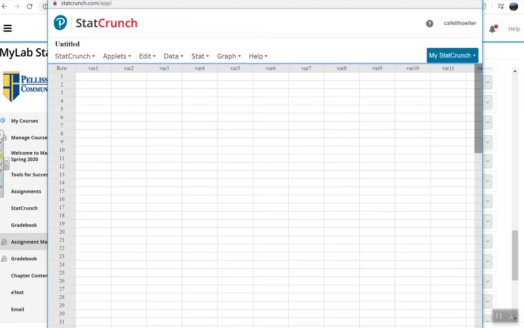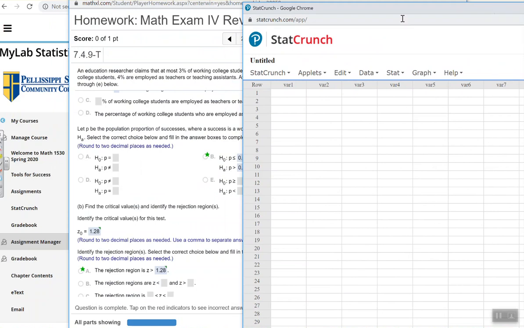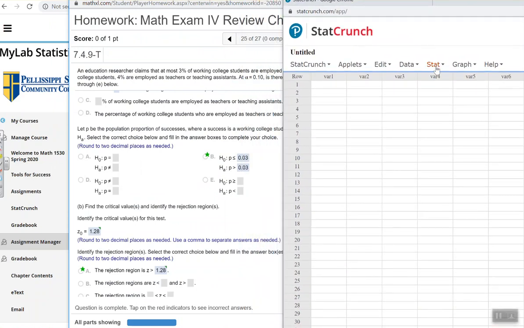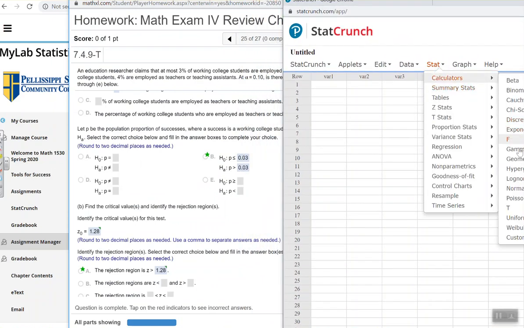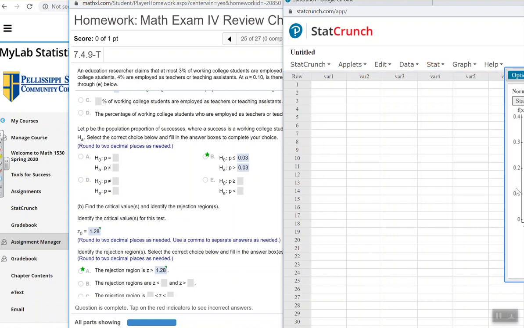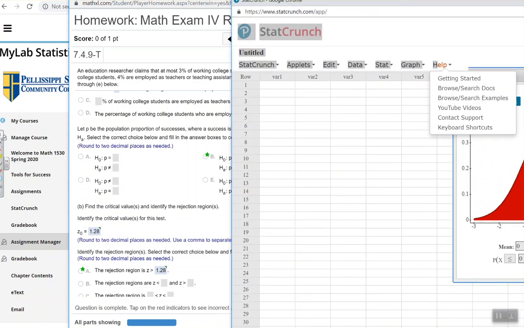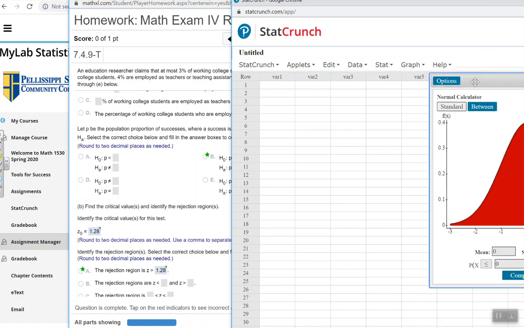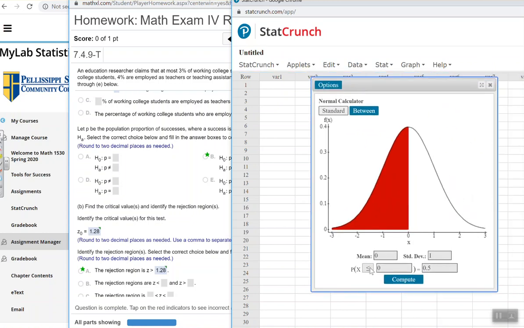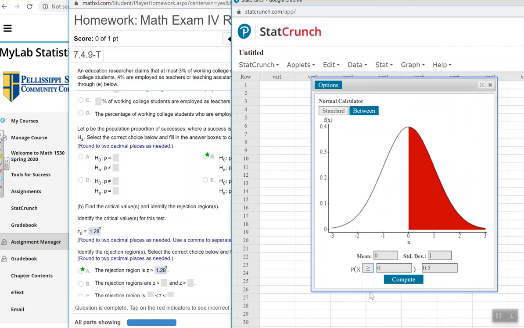And we are going to find the critical values. So if we go to Stat, Calculator, and Normal, we need to look at, it's a right-tail test. I'm going to go ahead and change that to greater than.